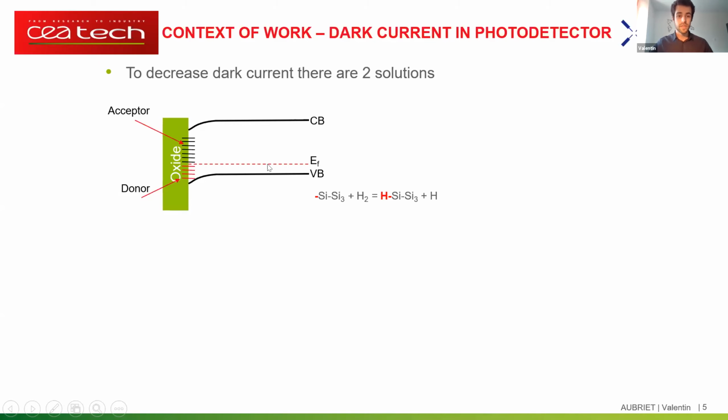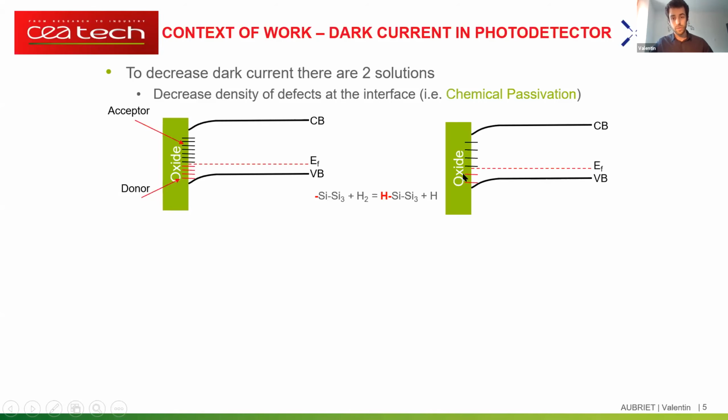For silicon, the origin of these defects comes from the presence of dangling bonds at the interface. One way to decrease dark current is to decrease the density of defects. For silicon, we can add some hydrogen in the process in order to fill these dangling bonds and then decrease the density of defects.